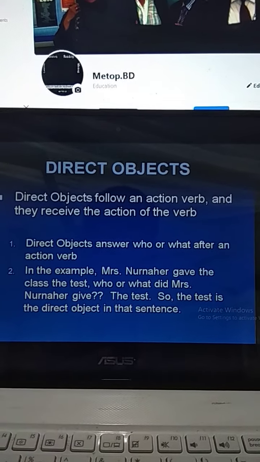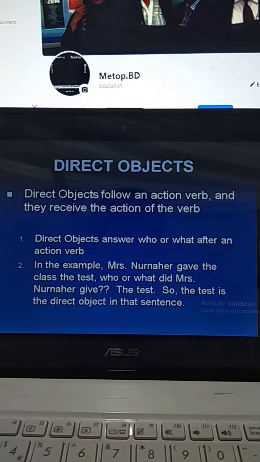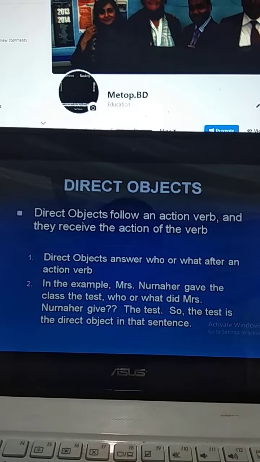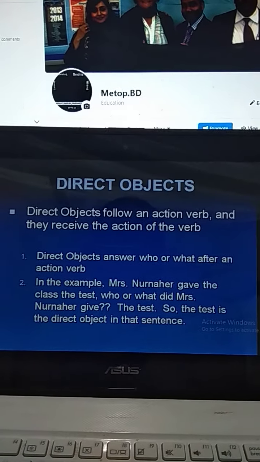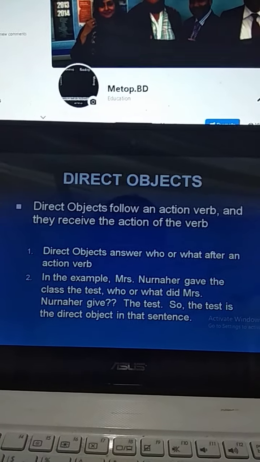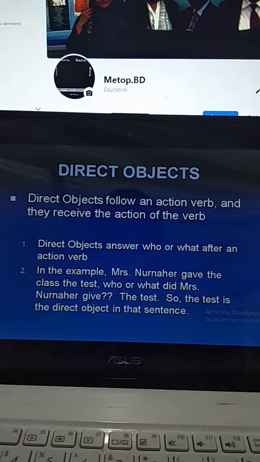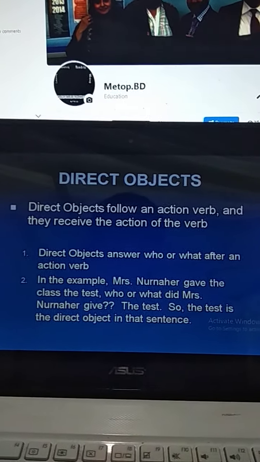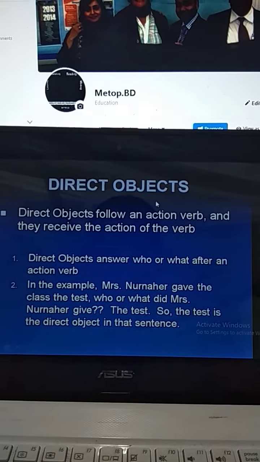Direct objects follow an action verb and they receive the action of the verb. Number 1, direct objects answer who or what after an action verb. Number 2, in the example, Mrs. Noor Nahar gave the class the test. Who or what did Miss Noor Nahar give? The test. So, the test is the direct object in the sentence. I think it's clear to you.